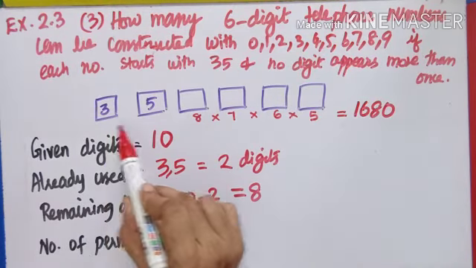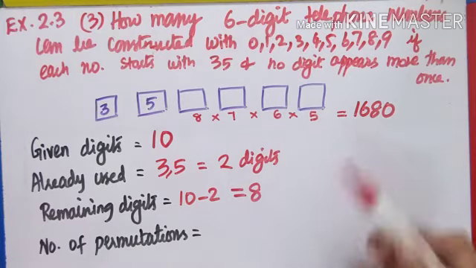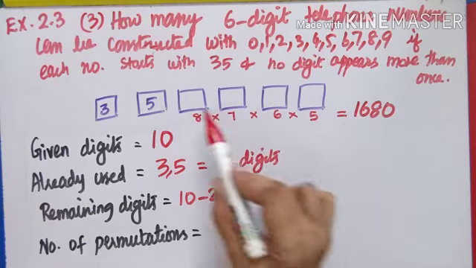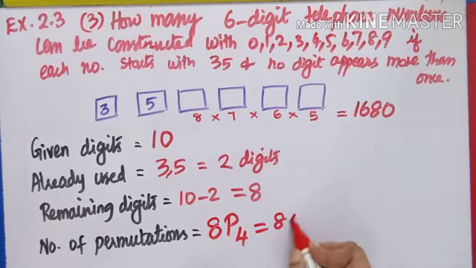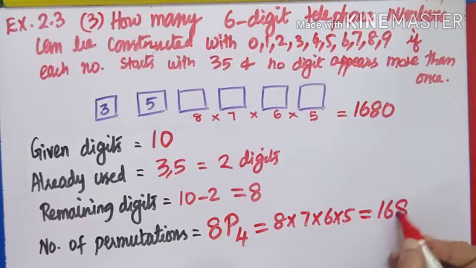This is the short form of writing the answer. This is in detail. You have to copy both in the notebook, but you can prefer whichever way you want to write. Number of permutations: the balance boxes, 8 I have, 4 are the places. So 8P4, which is 8 into 7 into 6 into 5. Multiply, 1680 is the answer.